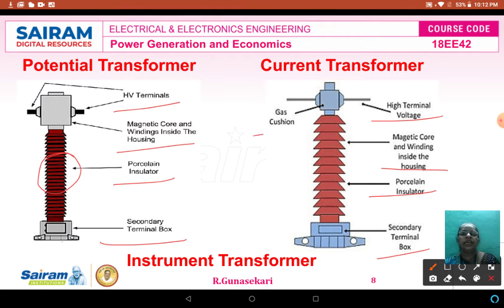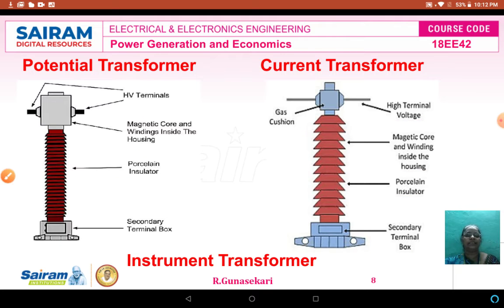This is the gas cushion. Here also the gas cushion is there. The construction of the potential transformer and current transformer is the same. The main difference is that the potential transformer is used to transform voltage from a higher value to a lower value, but the current transformer is used to transform current level from a higher value to a proportionate value only. This is the difference between the potential transformer and current transformer. From the images you clearly understood the difference.